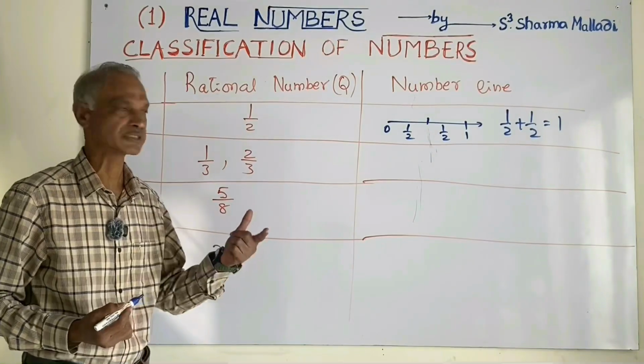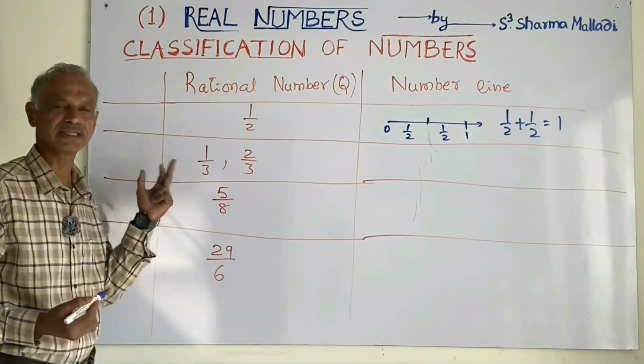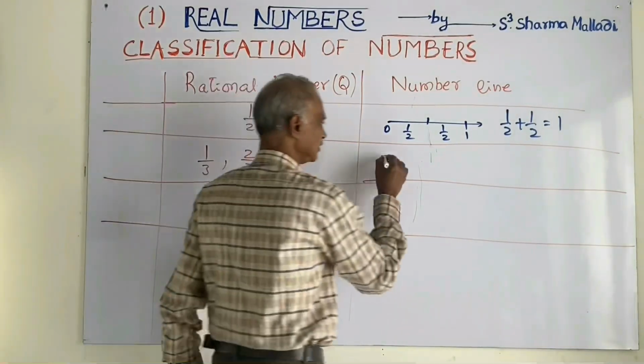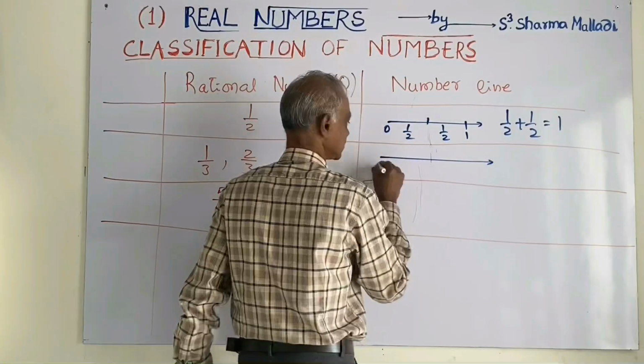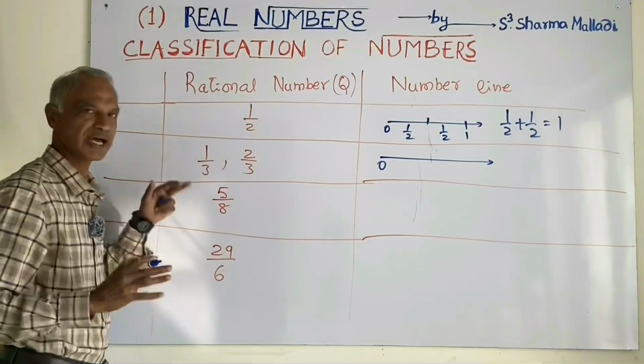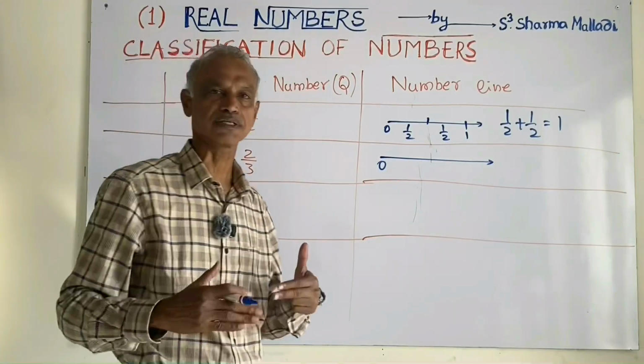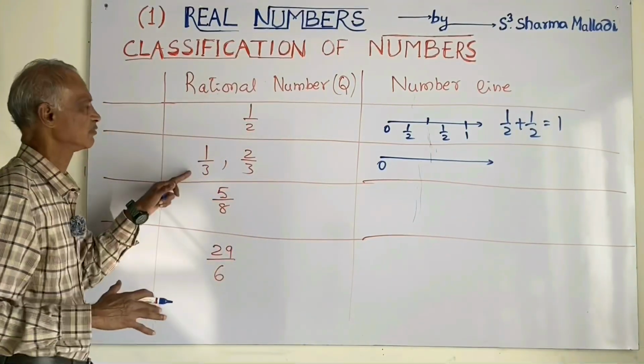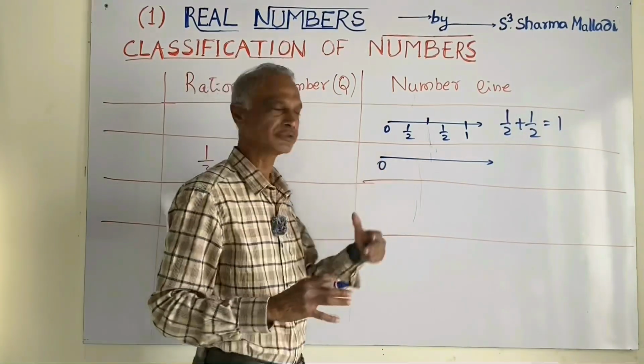Two 1 by 2's. How can you represent 1 by 3 on a number line? I will divide this line into three parts. I divided the paper into three parts. Like that, we have to divide this number line into three parts.